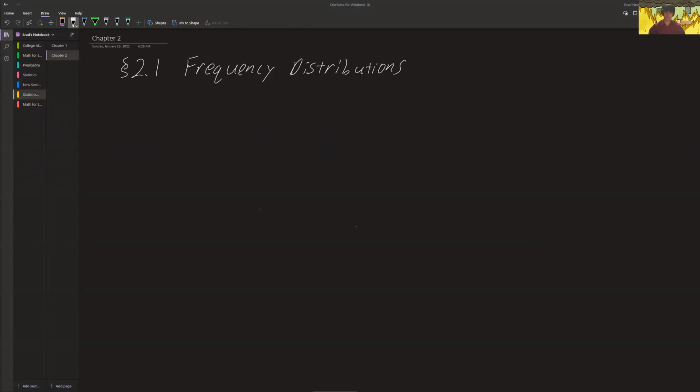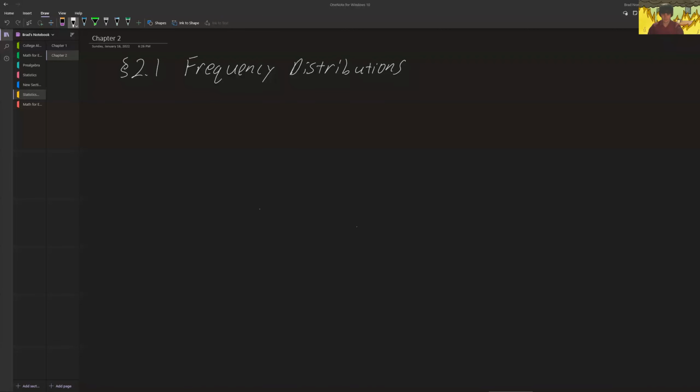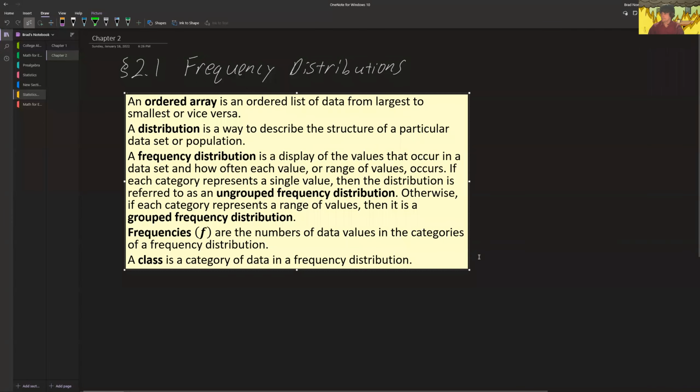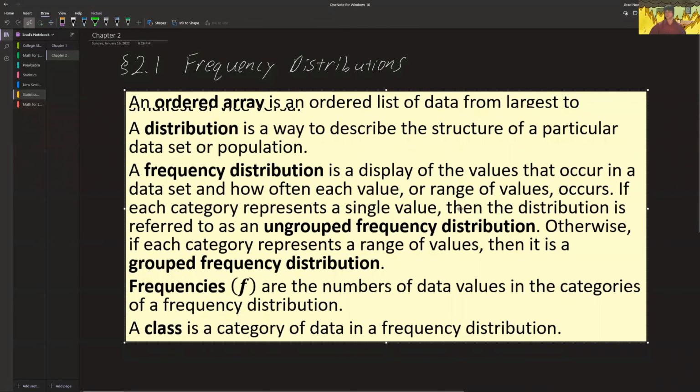Hello, everyone. We're going to go ahead and get started on section 2.1, which is covering frequency distributions. Let's begin by discussing some key terms that we need in order to begin discussing these frequency distributions. So just some definitions listed here, and these are just taken right out of your textbook.